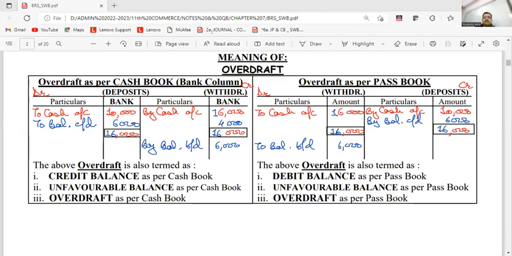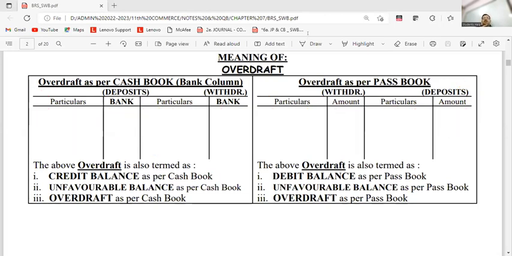Moving ahead. Very well, everybody understood. Brought down on the debit in the cash book reflects balance, and on the credit it reflects OD. In the passbook, brought down on the credit reflects balance, and on the debit side it reflects OD.